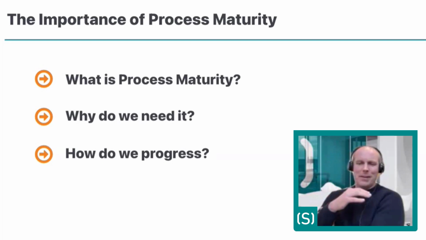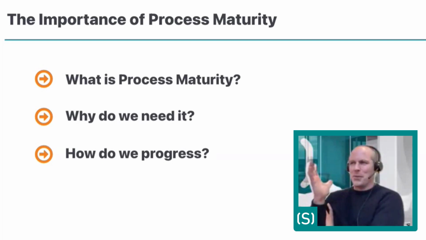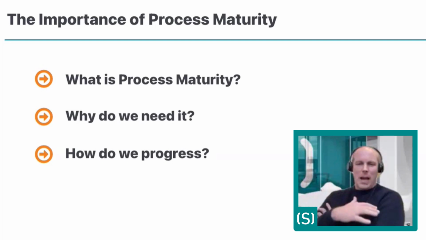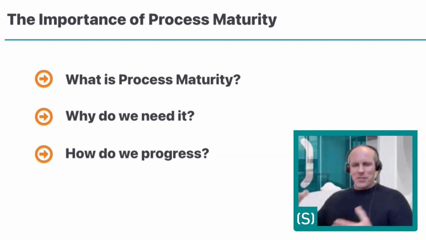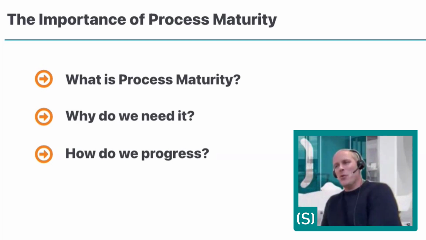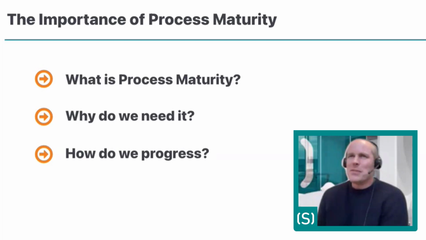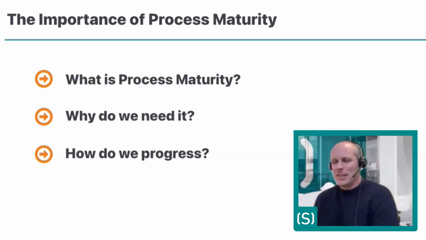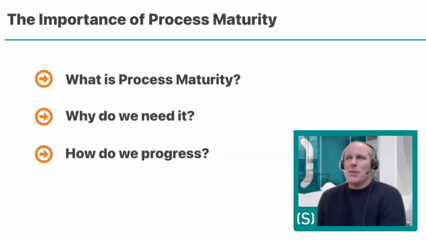But basically, it's all about, okay, once we understand what we're talking about in terms of process maturity, how do we progress up the scale, essentially become more mature, if you like. So what is process maturity? Process maturity is all about the extent to which the organization, and when I say the organization, I mean all the people within the organization, the extent to which they understand how the organization operates.